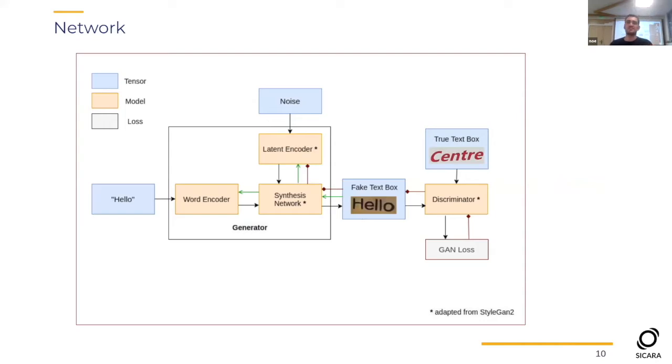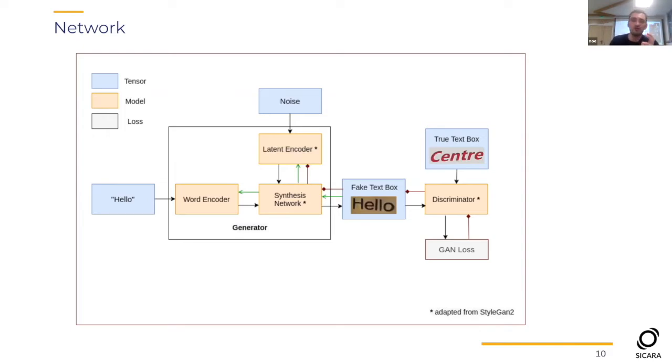The generator takes as input a word, which is encoded in the word encoder, but we'll discuss this part later. It also takes as input a normally distributed random noise, which is encoded in the latent encoder. This latent encoder comes from the GAN paper, and what it does is pass this noise through a succession of dense layers to output a style vector. This vector controls the style of the text box, for instance the font, the color, or the texture.